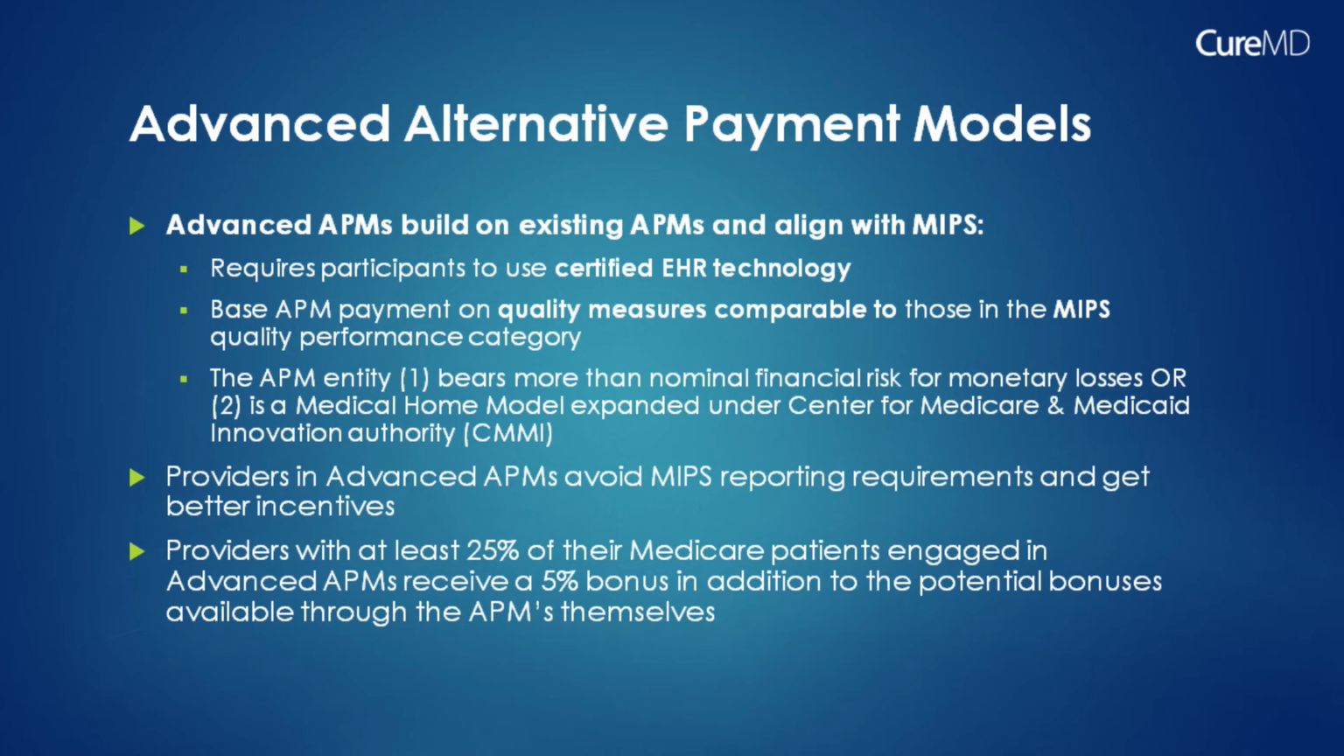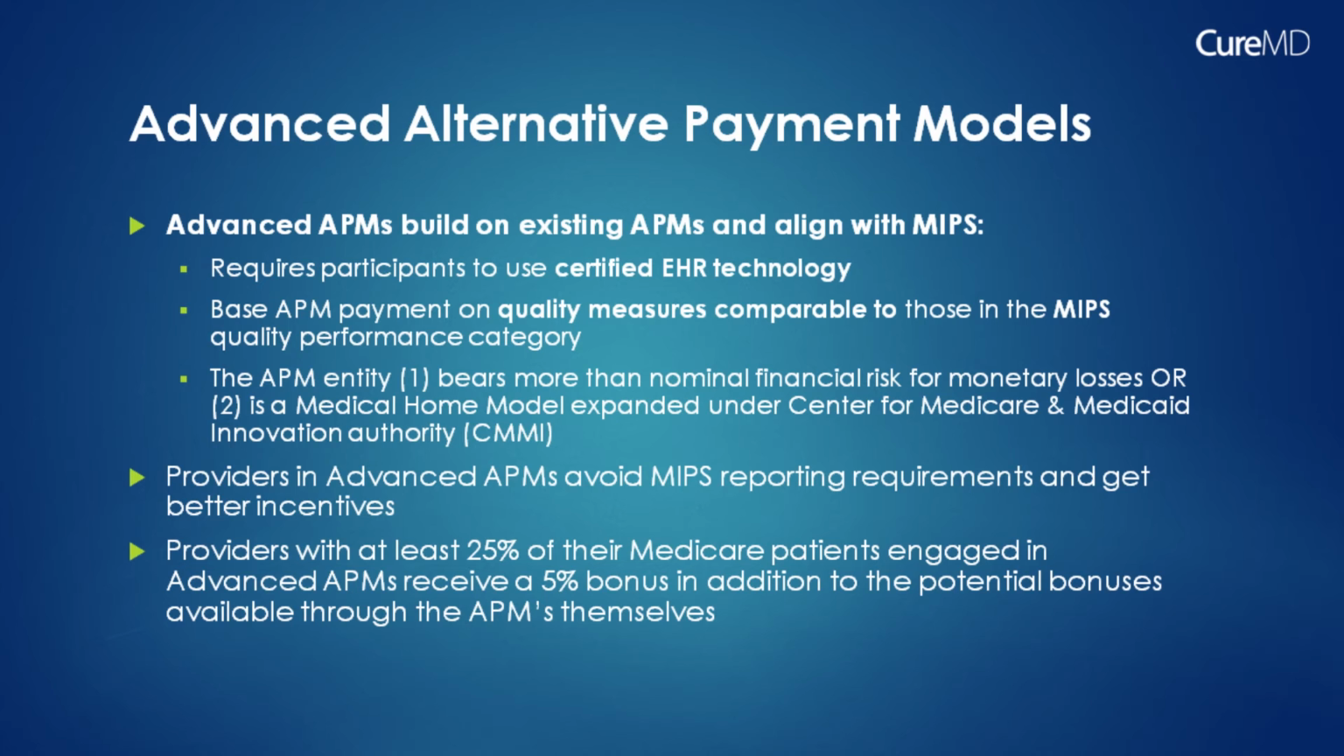model, with the one exception of it being a patient-centered medical home or medical home model as expanded under the Center for Medicare and Medicaid Innovation Authority. So PCMH, or that designation, that's the one alternative care model that does not have to bear financial risk to be considered an advanced APM.